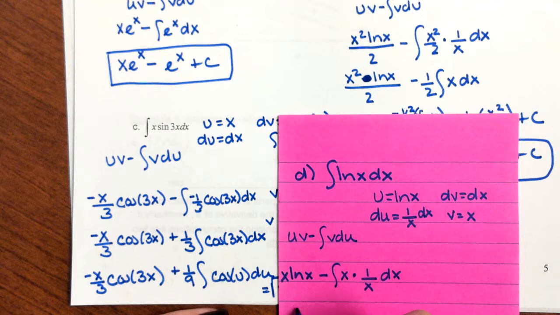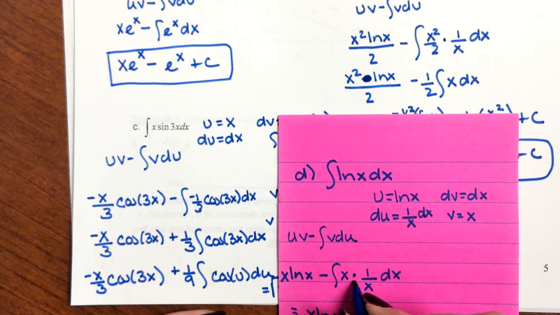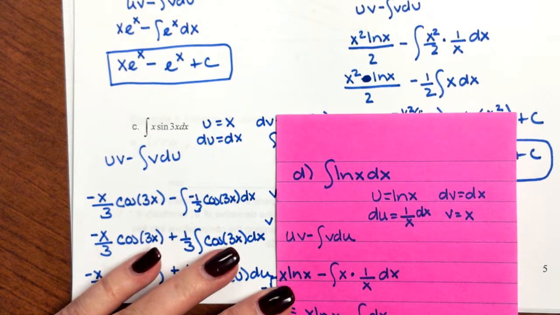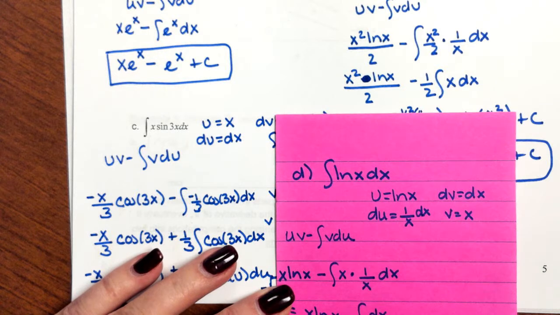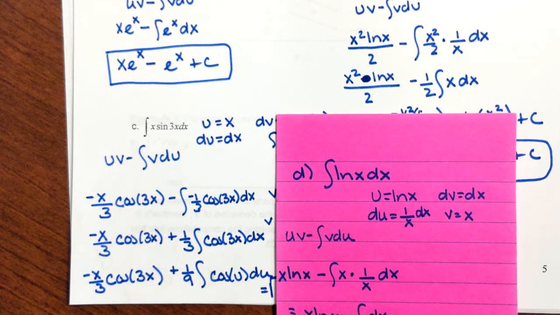So clean up your integral before you integrate. So I have x times the natural log of x minus x over 1 times 1 over x is just a 1. So that's just going to leave me with a dx. So my final answer will be x times the natural log of x minus x plus c. So that is the antiderivative of natural log of x.